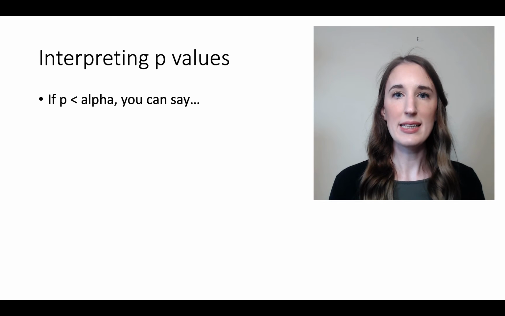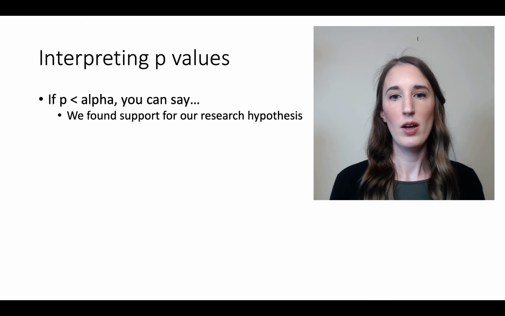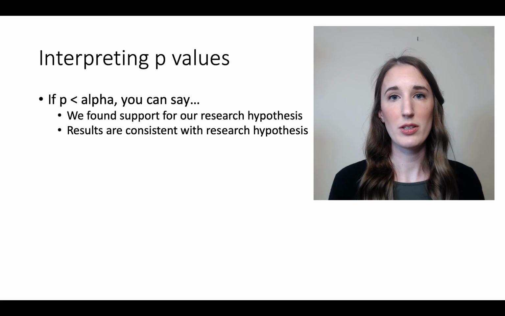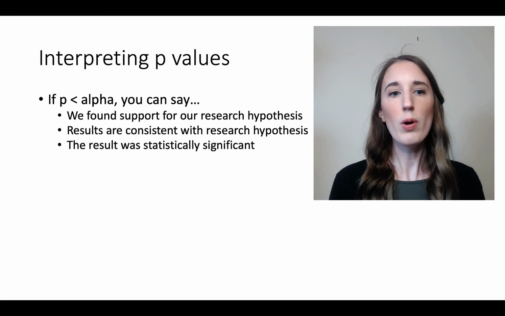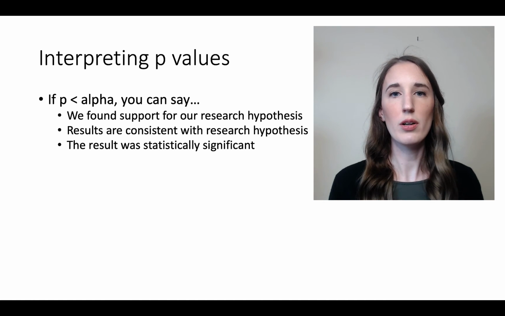If your p is less than the alpha level that you set, for example 0.05, this means that your result is statistically significant. In this case, you can say, we found support for our research hypothesis. You can also say results were consistent with the research hypothesis, or that the result was statistically significant. This is all common language that you can use to describe a result when a p-value is less than the alpha level that you set.